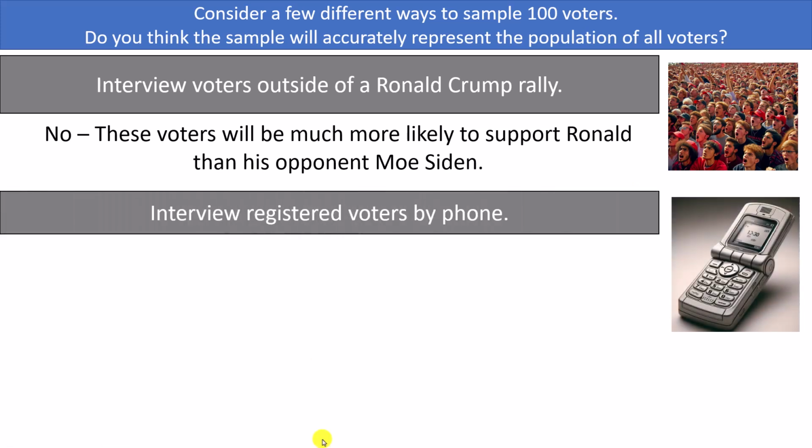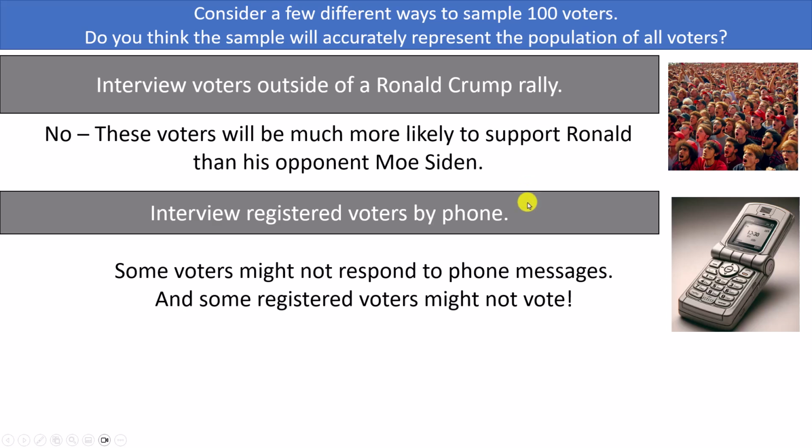So then maybe an alternative would be to interview registered voters by phone, right? So if we want to get a representative sample of the people who are going to eventually vote, maybe we can interview people who are registered to vote, and we can contact them by phone. And this definitely seems like a big improvement from our previous sampling method, but there could still be some possible issues with this, right? So some voters might not respond to phone messages, or maybe some certain voters don't even have a phone.